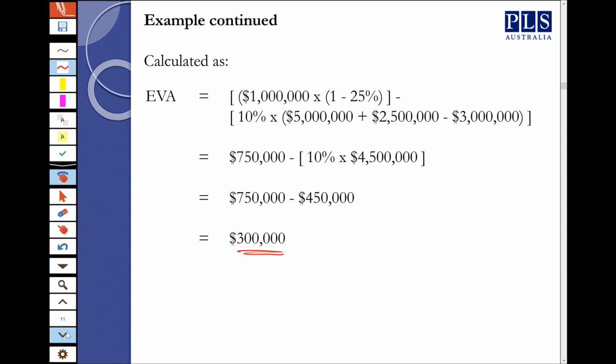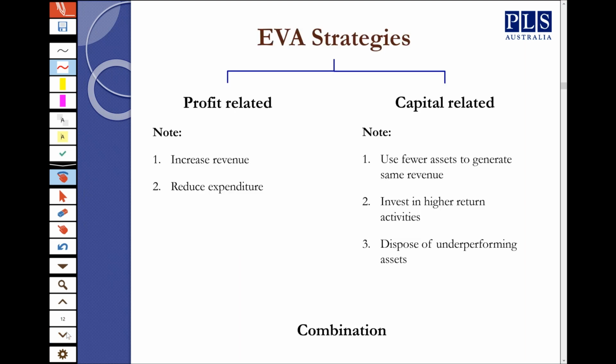If you're then looking at it from a strategy perspective, however, you'll find the Institute makes the point that your EVA strategies from a profit perspective include increasing revenue or reducing your expenditure. From a capital related perspective, you're looking to use fewer assets to generate the same revenue. You're looking to invest in higher return activities, or you're looking at disposing of underperforming assets, or alternatively, you could do a combination of those.